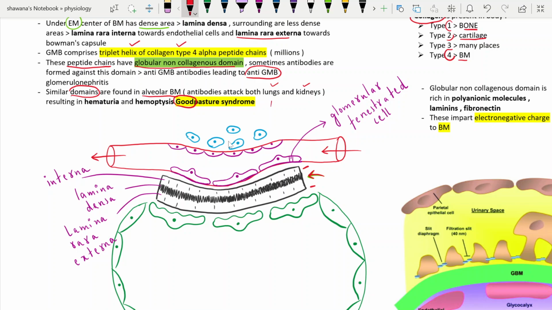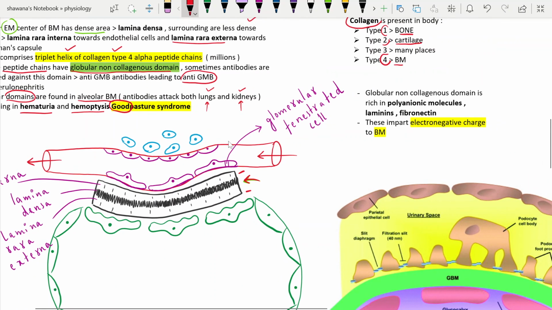It affects the lungs and the kidneys at the same time, and it results in hematuria. Hematuria means blood in urine, and hemoptysis means blood with cough, when we cough there is blood. Okay, hematuria and hemoptysis are the consequences of Goodpasture syndrome.